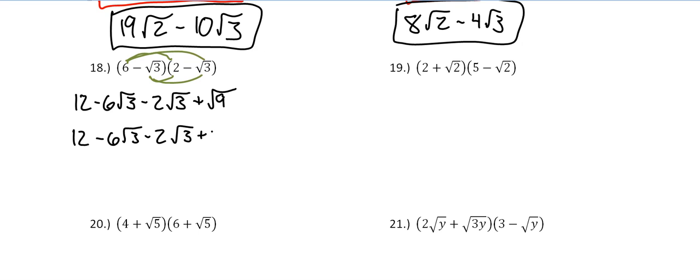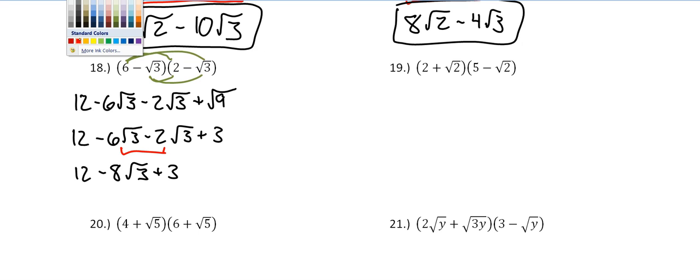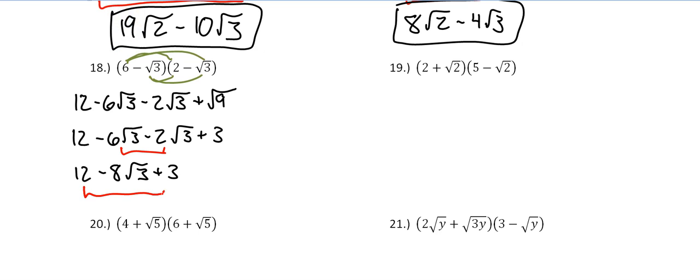The square root of 9 is actually a 3, so I can simplify that guy. These are like radical terms, so I can combine those. And then these terms on the outside, these are like terms as well. The 12 plus the 3 is a 15. So I end up with 15 minus 8 root 3.